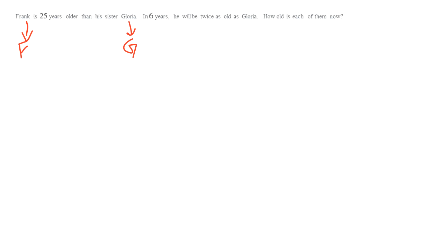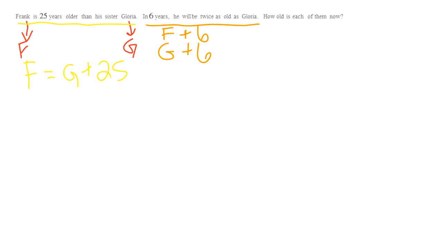So I've got two equations. The first equation is Frank is 25 years older than his sister Gloria. So Frank is Gloria plus 25. There's one equation. And the other one says in 6 years, he will be twice as old as Gloria. So in 6 years, Frank will be F plus 6 and Gloria will be G plus 6. So using those two expressions, Frank will be twice as old as Gloria.